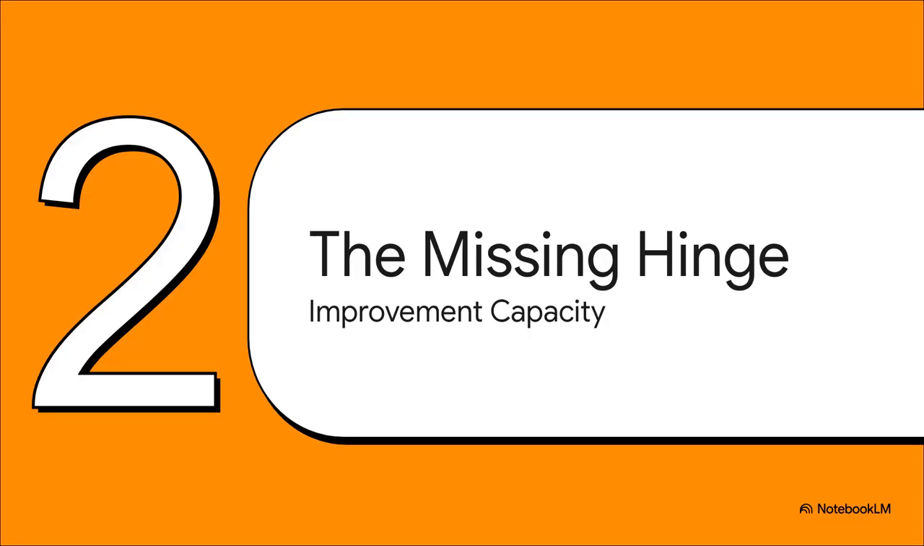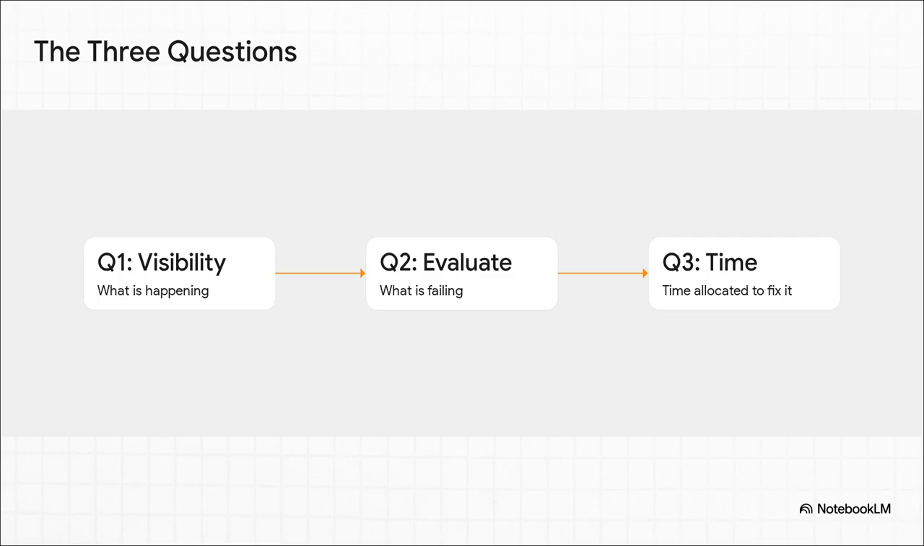Let's move to Section 2, the missing hinge, and how we get from mere awareness to actual improvement capacity. If a school's main job is to create positive time compression, why do so many of them just buckle under the pressure? Well, to figure that out, let's look at 3 foundational questions literally every organization has to ask. Question 1 is visibility. What's happening? We've got plenty of data for this. Question 2 is accountability. What is failing? We've got evaluations for that.